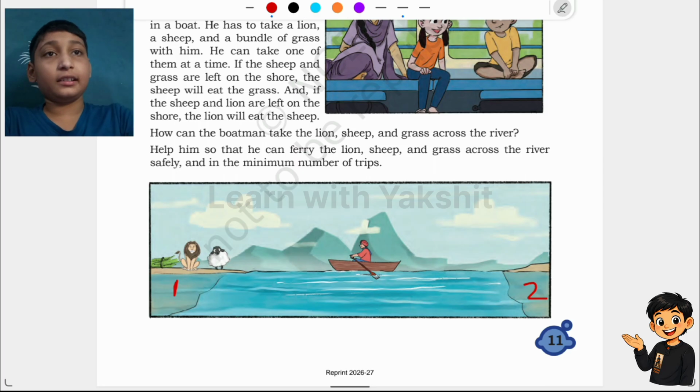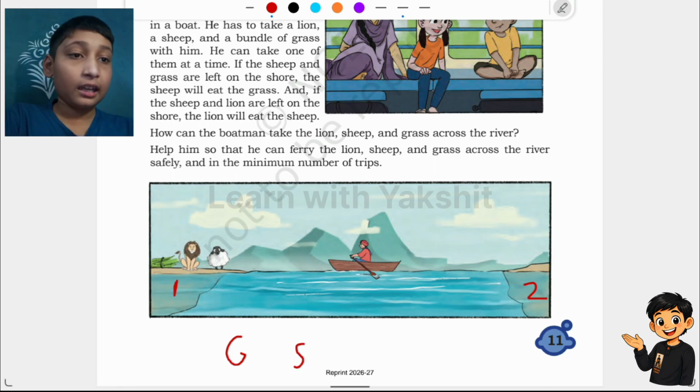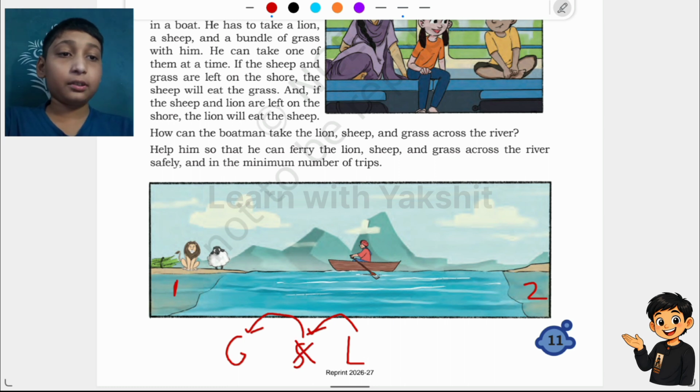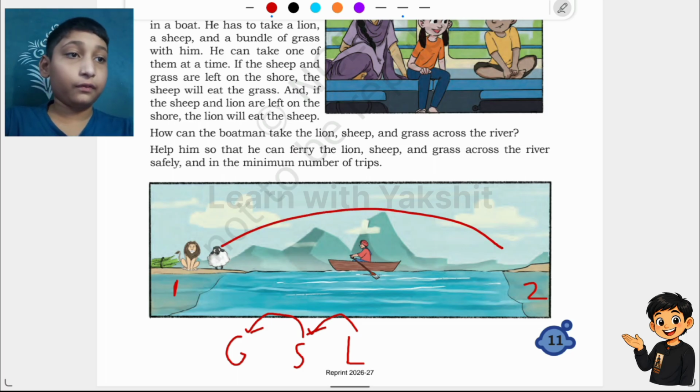So, we'll make a little diagram. I'll say G as grass, S as sheep, and L as lion. Now, the sheep can eat the grass and the lion can eat the sheep. If there were no sheep, then there would be no problem, as the lion can't eat the grass. Then you have to take the sheep first.